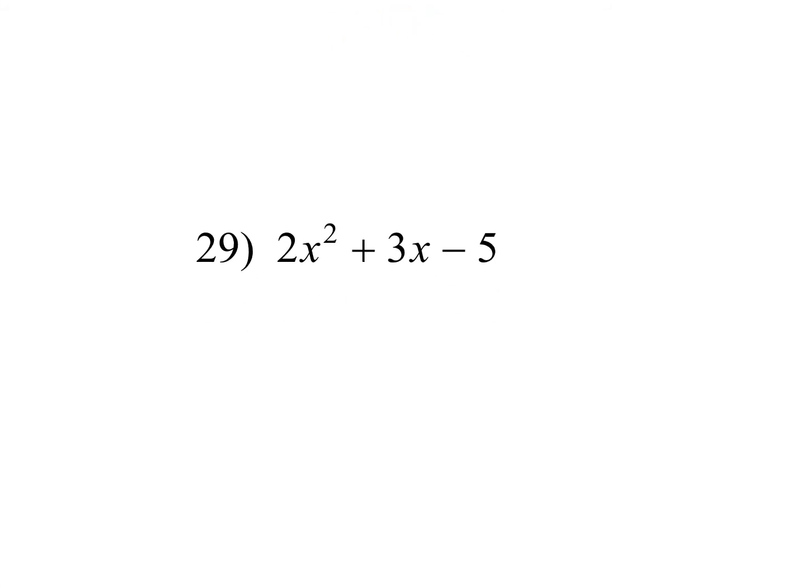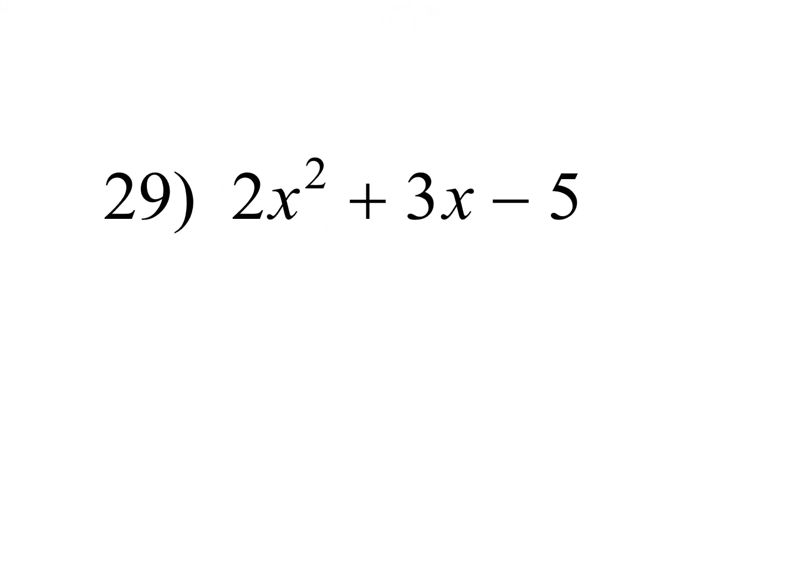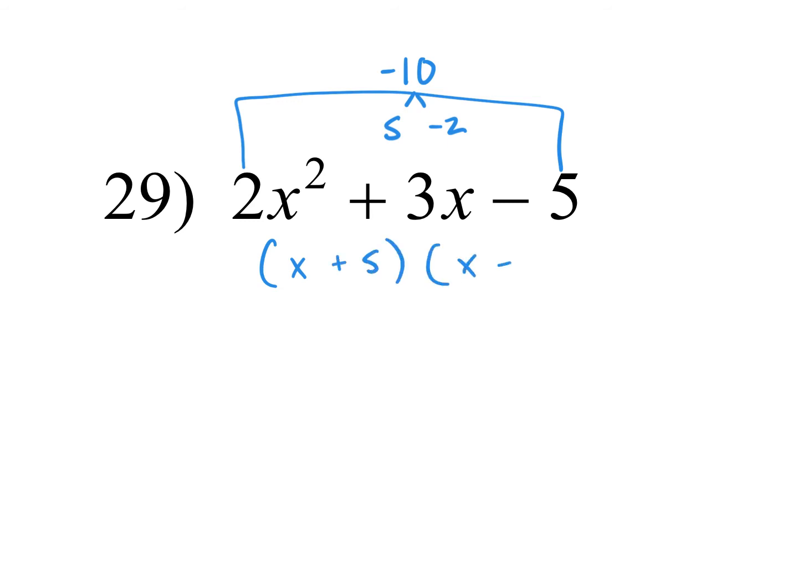All right, one more. 29. What do I do first? What's 2 times negative 5? Negative 10. And what are two factors of negative 10 that add to 3? Perfect. 5 and negative 2. So I have x plus 5, x minus 2.